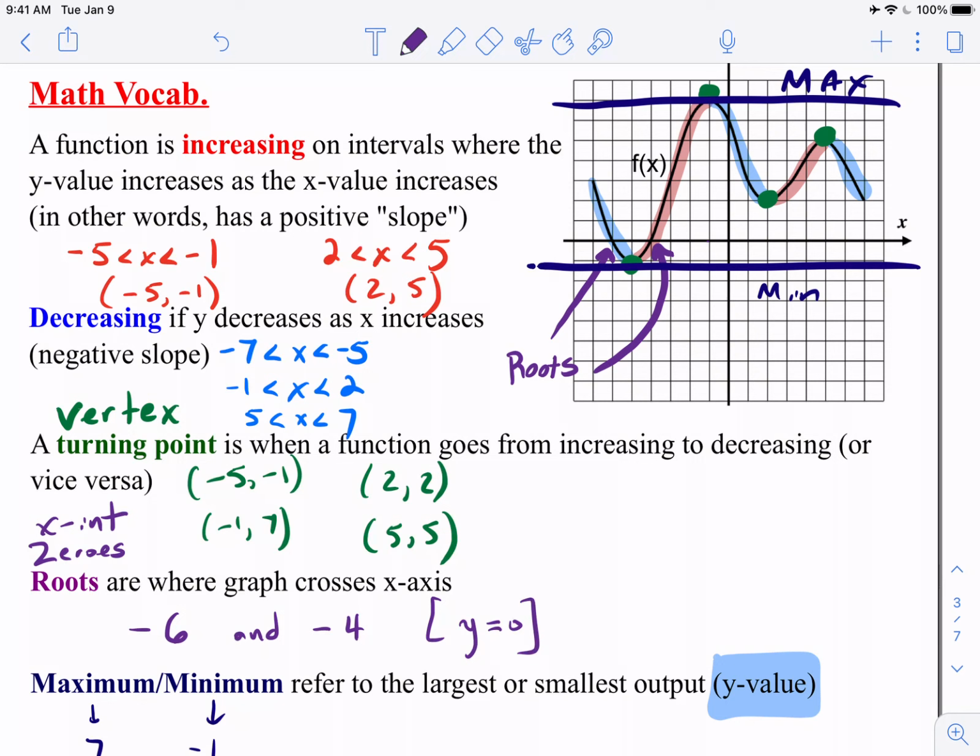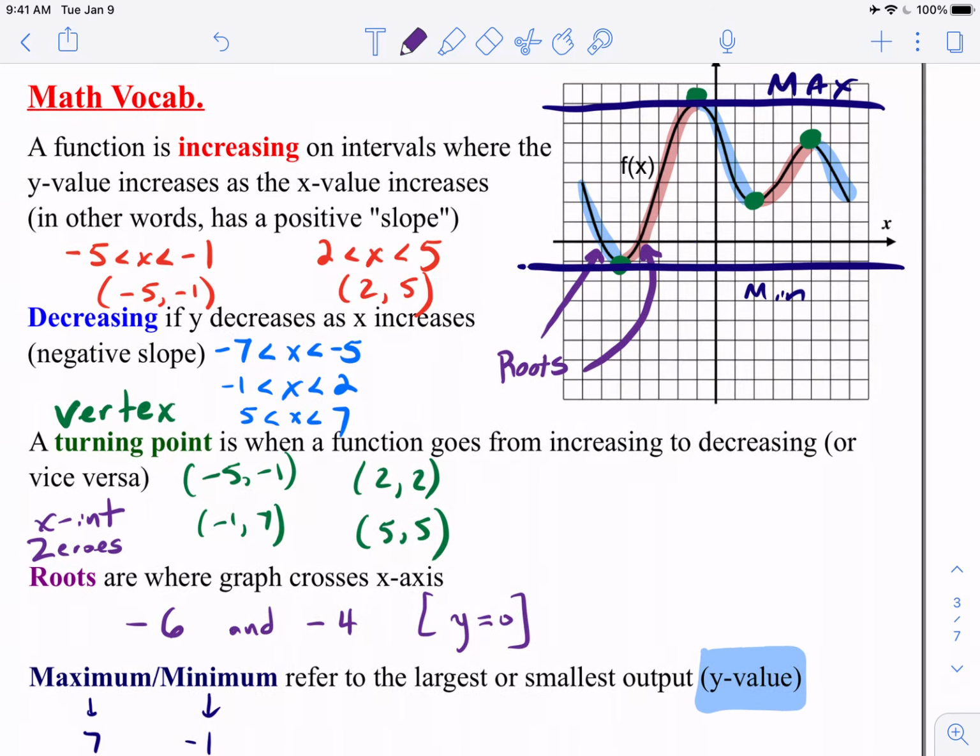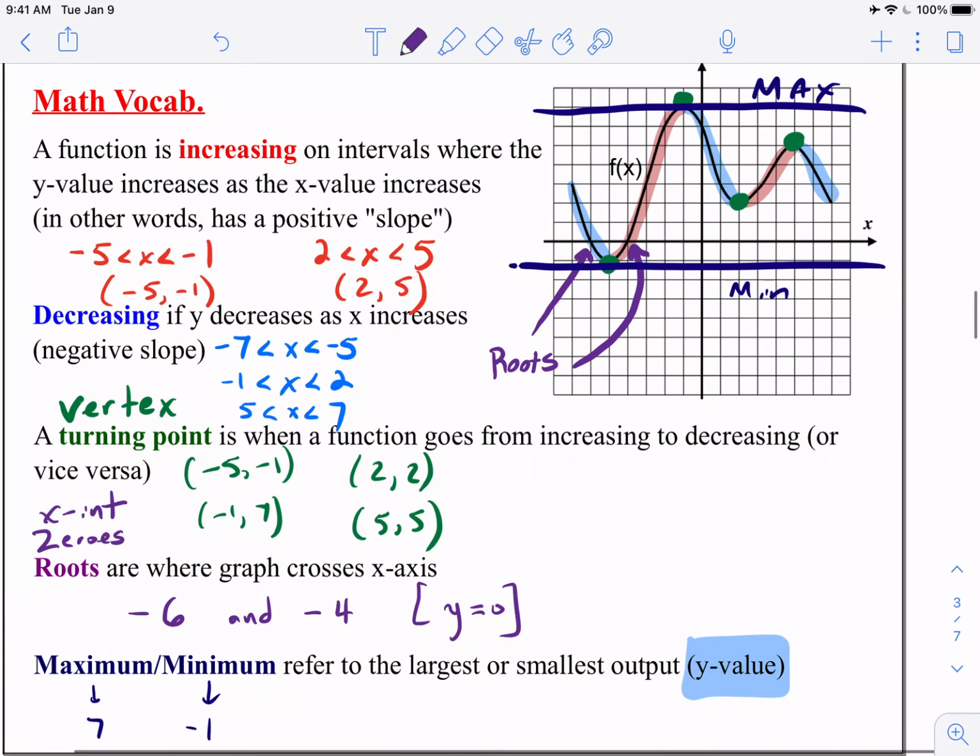Now for maximum and minimum, for maximum, that's the largest output. For minimum, the smallest output for the graph. And this is very important. It's always in regards to the y value. So unless otherwise noted, you don't want to give that as a coordinate. If I said, what's the maximum here, your answer should just be 7. All right, that sums up graphical features.